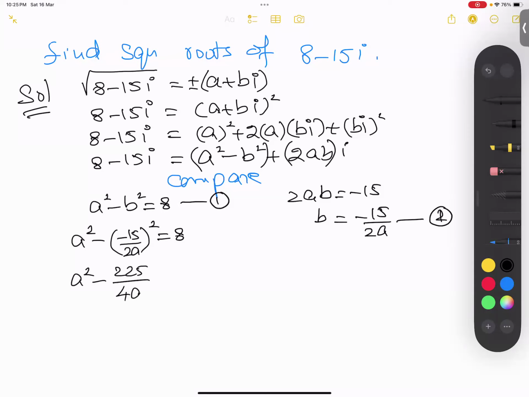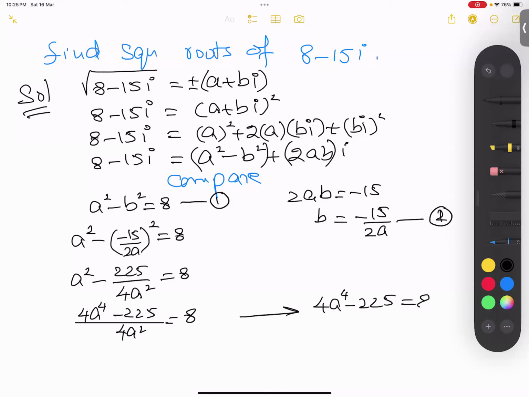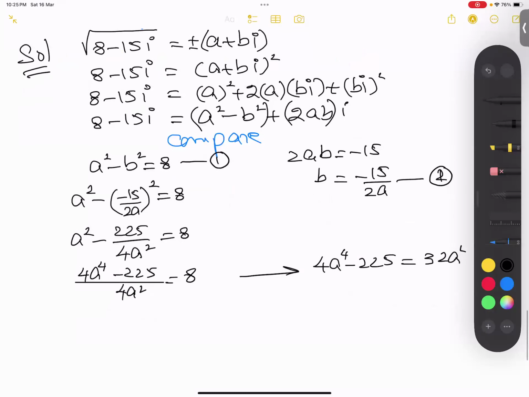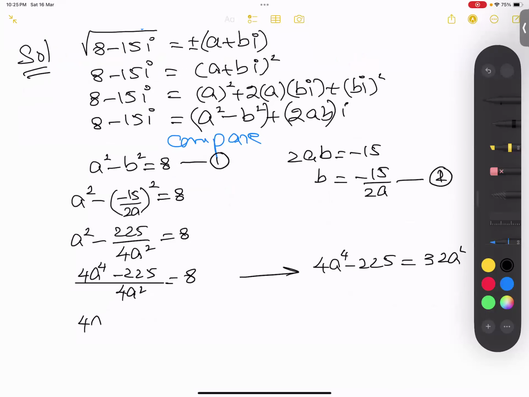225 over 4a square is equal to 8. Taking the LCM for a square, I get 4a to power 4 minus 225 equal to 8. Cross multiply: 4a to power 4 minus 225 is equal to 32a square, as 8 fours are 32. Reshape it: 4a to power 4 minus 32a square minus 225 equal to 0.